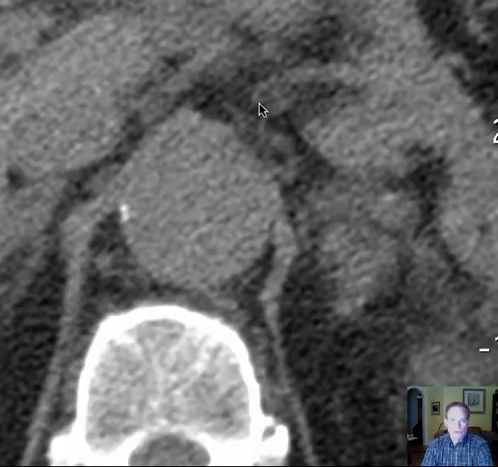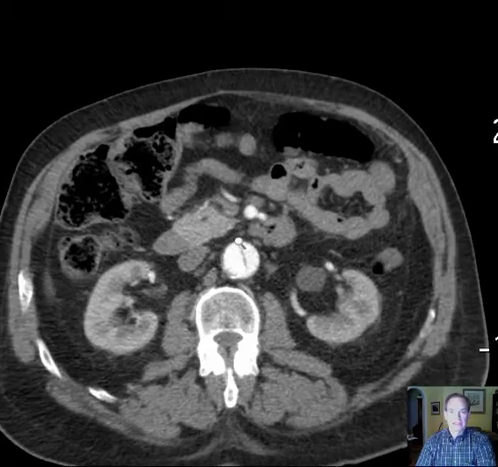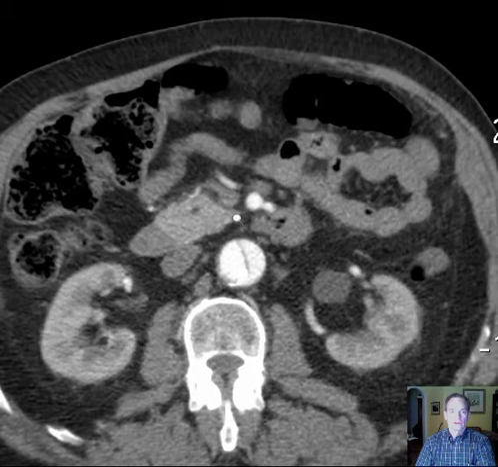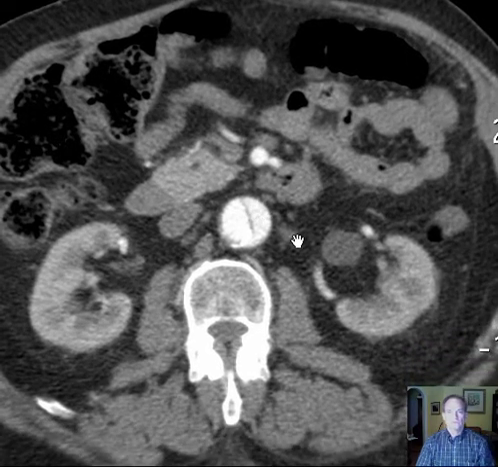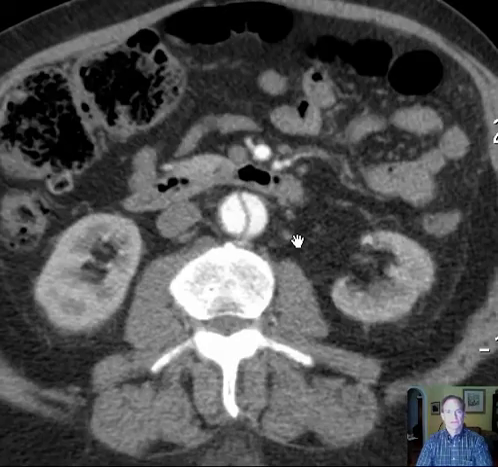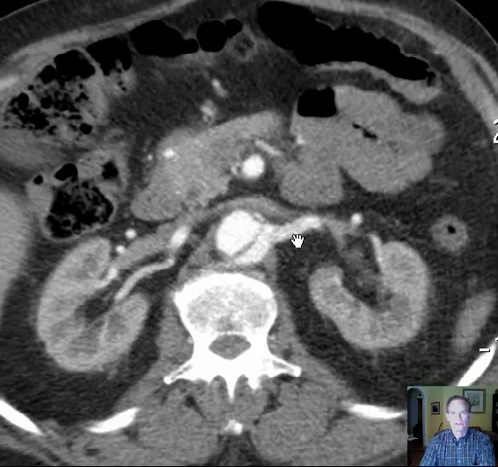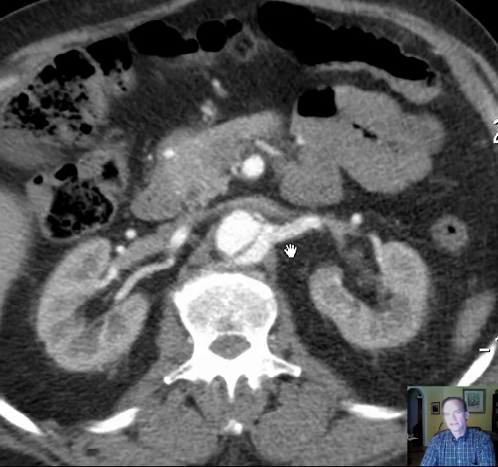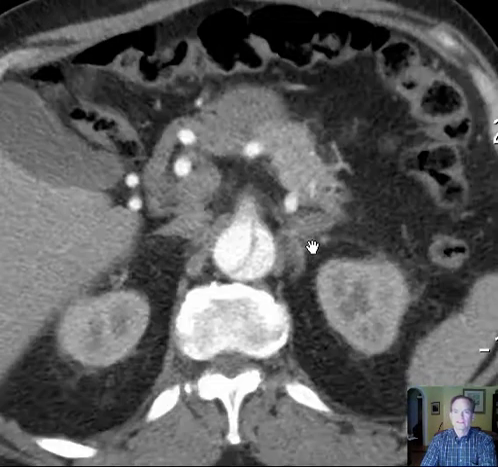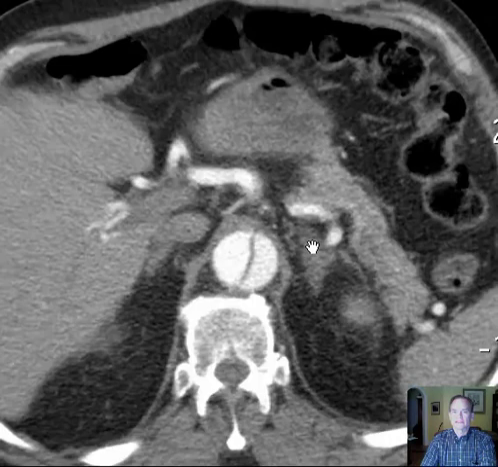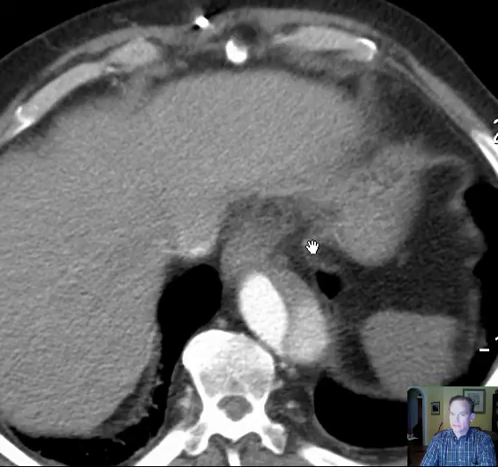How do I know for sure? Well, I know for sure anyway, but if one had any doubt at all, you can look at this enhanced study, and sure enough, there it is. So this is a very nice graphic depiction of how the intima is displaced from the wall, and how seeing just the displaced intimal calcifications can tell you that you have an aortic dissection.